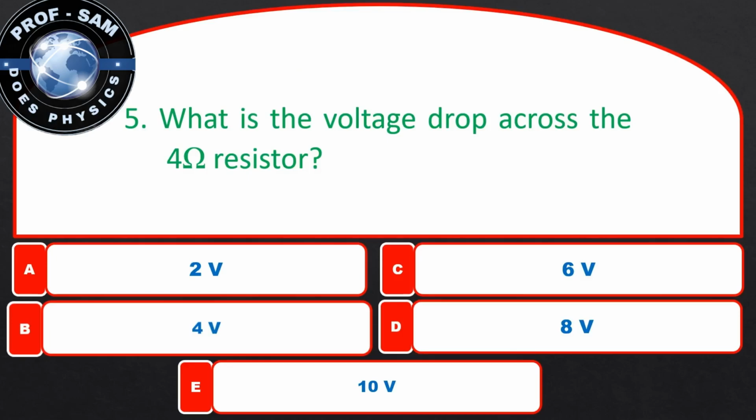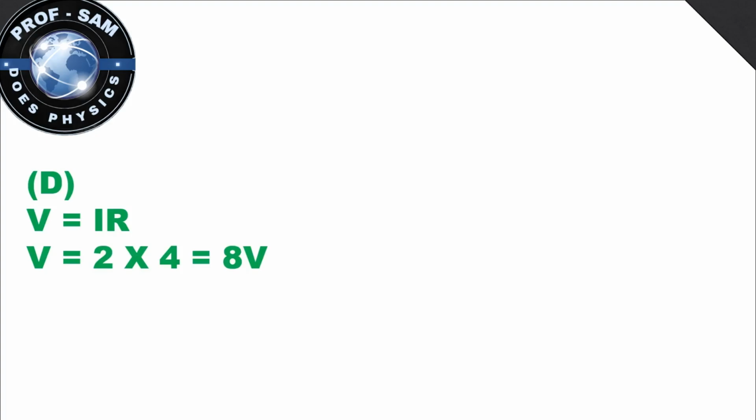Question 5. What is the voltage drop across the 4 ohms resistor? The keyword there is voltage drop across the 4 ohms resistor. We just simply use Ohm's law, V equals IR, where our I is 2 amperes, R is 4 ohms. Multiplied together, we have 8 volts as the voltage drop, which is option D.